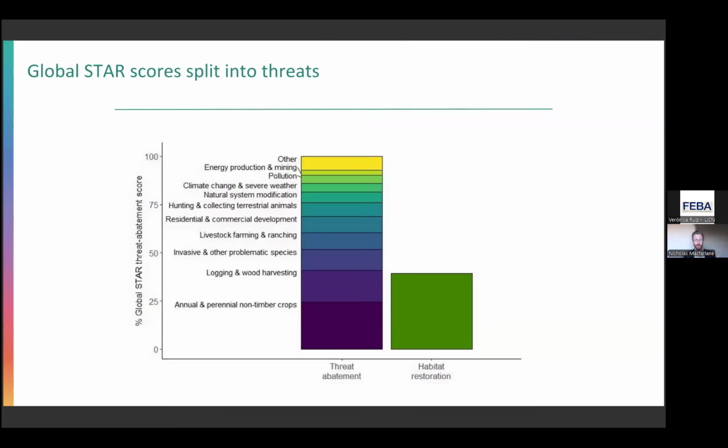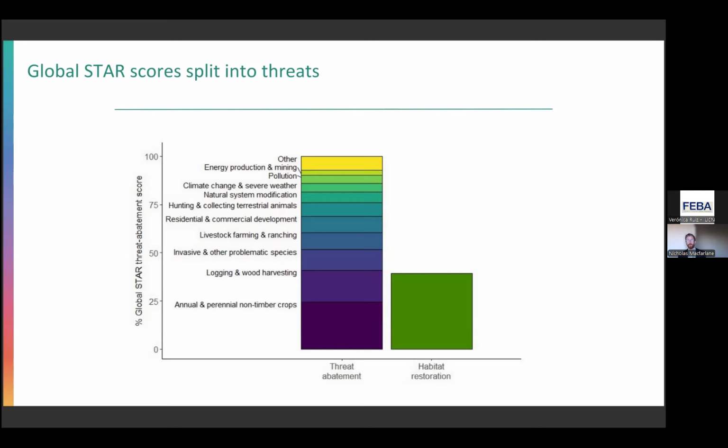If we look at those threats, adding up all of the STAR scores across the entire world, here's what we see. And this is the terrestrial stack that we're seeing, not the marine stack. Big picture, we see that the biggest threats come from annual and perennial non-timber crops and logging and wood harvesting, and improving sustainability of crop and timber production represents 40% of the global opportunity for reducing species extinction risk by acting on the terrestrial landscape.